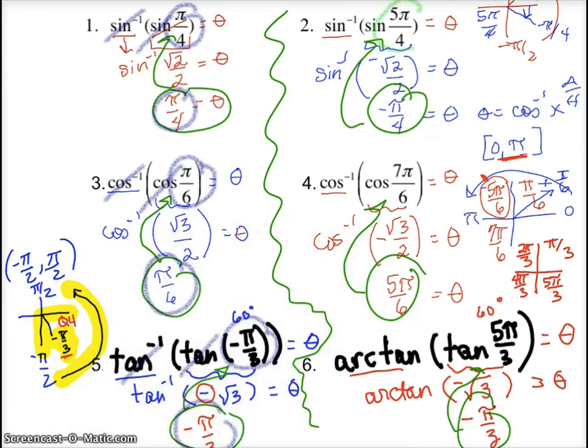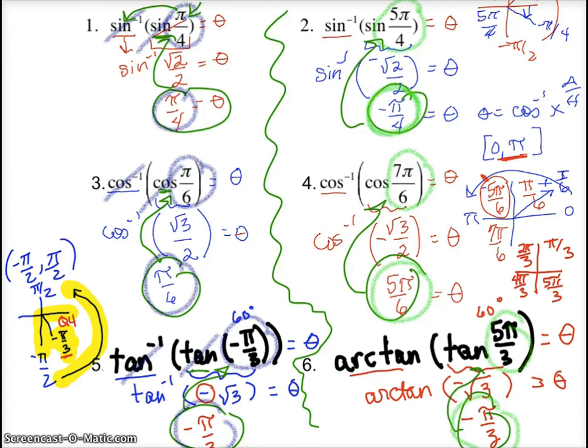You'll see that even though our initial angle was 5 pi over 4, our solution is negative pi over 4. In number 4, 7 pi over 6, the solution is 5 pi over 6, and then in 6, 5 pi over 3, the final solution is negative pi over 3. So when can you use this cancellation property? When the value that you are taking the sine, cosine, or tangent of is in the range of the inverse function, then you may cancel.